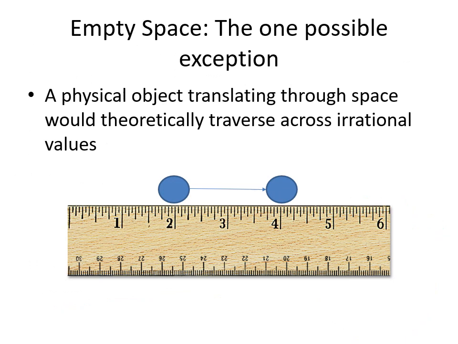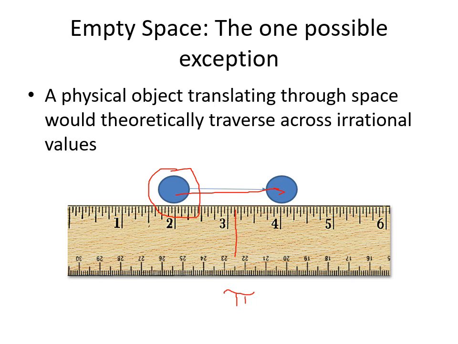Okay, the only exception to that there can be no irrational or continuous systems in the universe is the exception of empty space. Because if I take an object that's at 2 on a ruler and I move it to 4, well, it's going to be passing through 3.14159. It's going to be passing through pi at some time. It's got to pass through it. And so possibly only empty space is continuous.